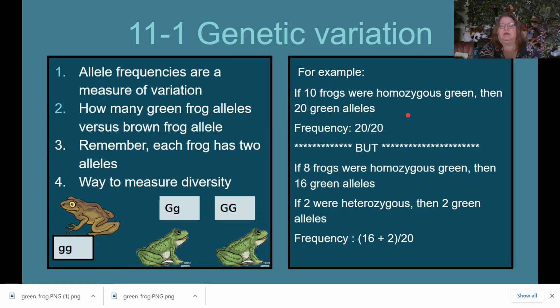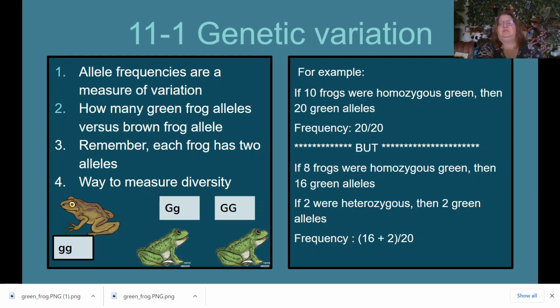Remember, each frog has 2 alleles. So you would then say, well, I've got 10 frogs, they're homozygous green, so that would be 20 green alleles out of 20 alleles. So the frequency would be 1. Or you can also express this as a percentage, 100%.